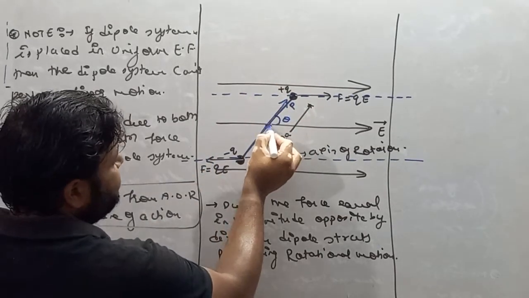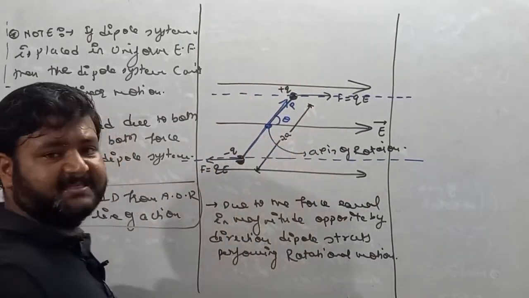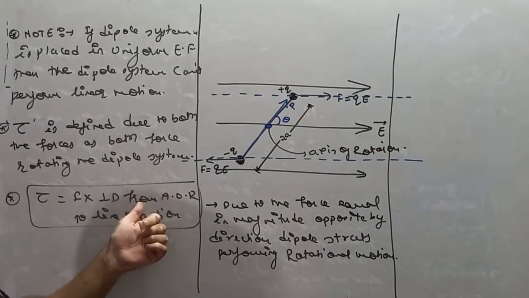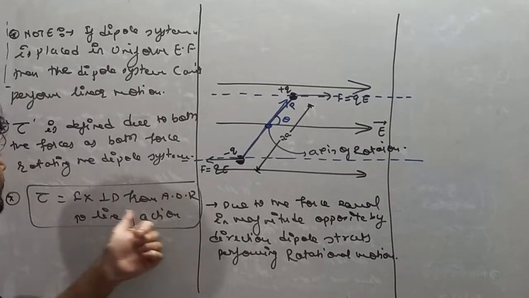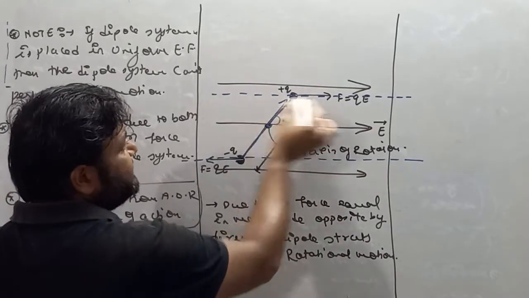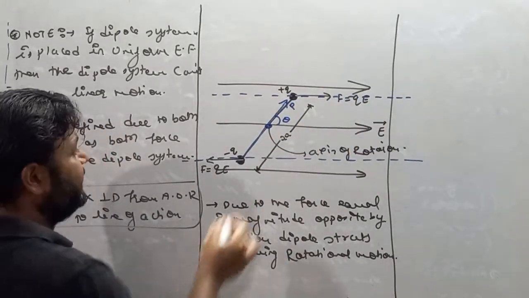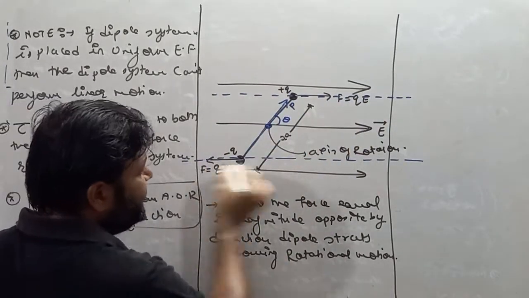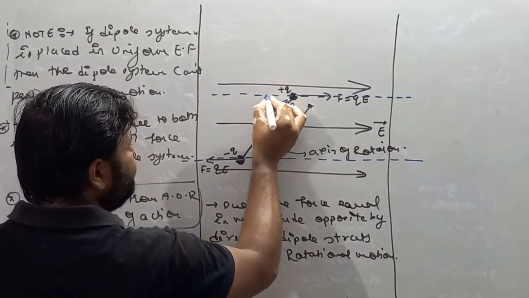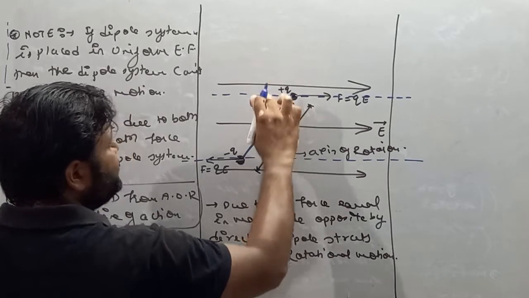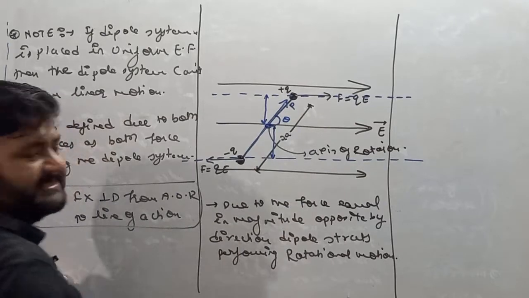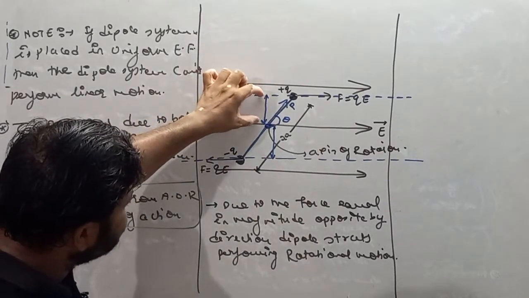So we'll say this point is basically the axis of rotation. Now torque is force into perpendicular distance from the axis of rotation to the line of action. So this is your axis of rotation, and this is the line of action for the positive charge force, and this is the line of action for the negative charge force. So we have to find its perpendicular distance. This is your perpendicular distance, and here also this is your perpendicular distance. So we have to find this perpendicular distance.